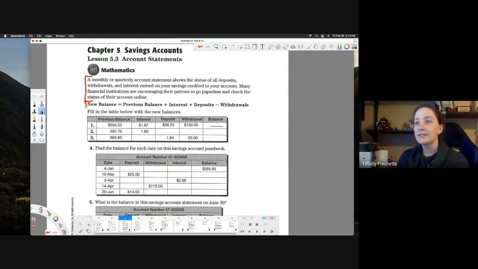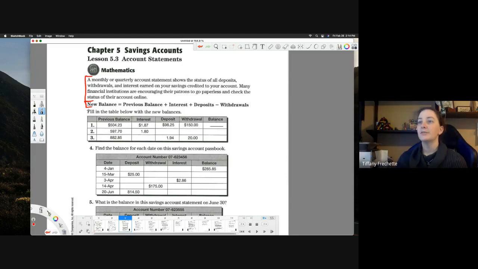All right, so they give us this little formula here. New balance equals previous balance plus interest plus deposits minus any withdrawals. So hopefully this all makes sense. We're going to take our previous balance, whatever it was. We're going to add any interest they've given us for the savings and any deposits we put in. And then if we took anything out, we have to withdraw that, right? We have to take that away.